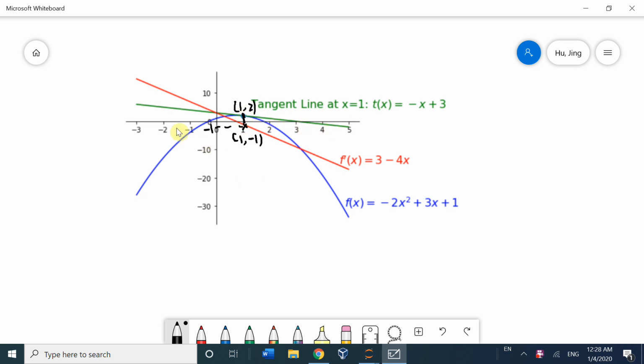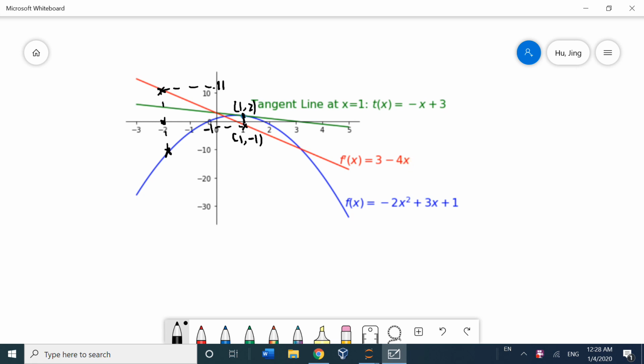Now let's make another example. If we choose x equals negative 2, we could get two corresponding points. One is on the original function, another is on this derivative, this red line. And what's this y value? We could just simply plug in x equals negative 2. So 3 minus 4 times negative 2 is 11.